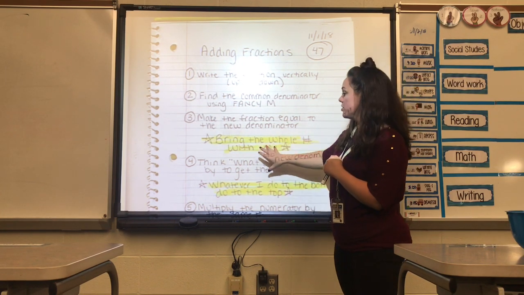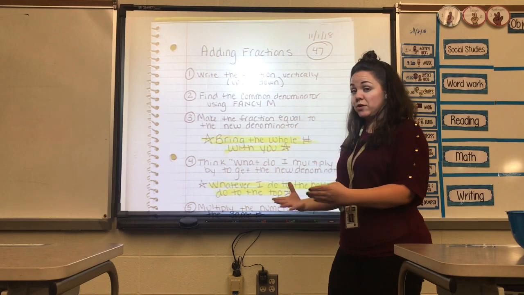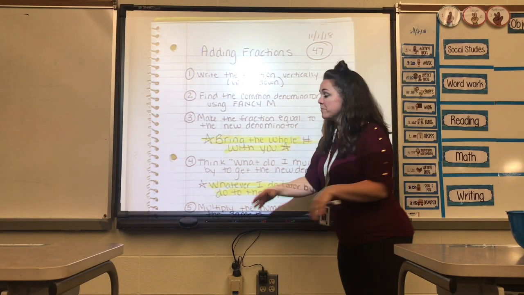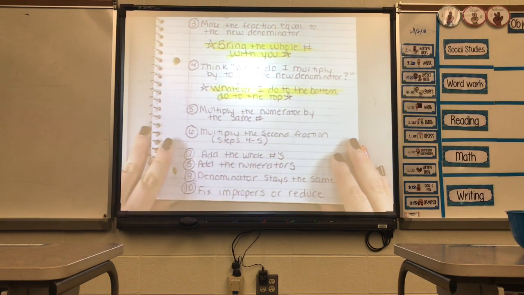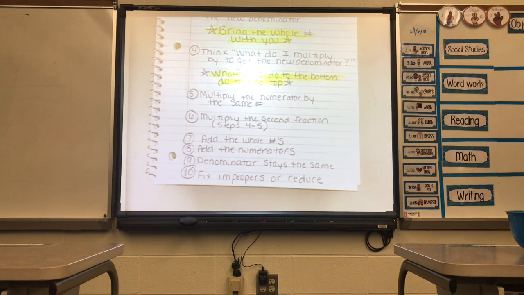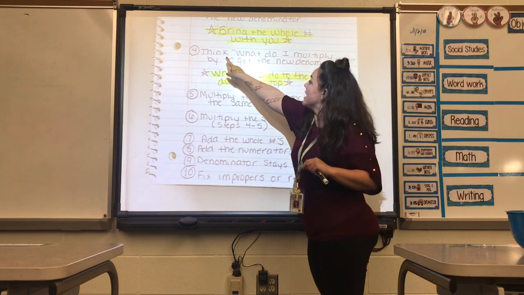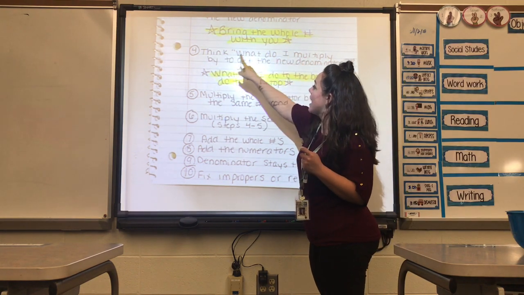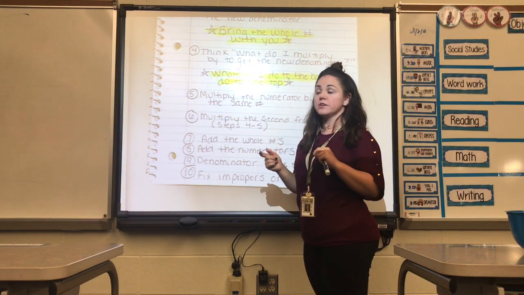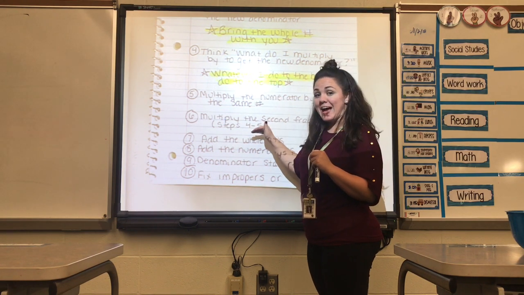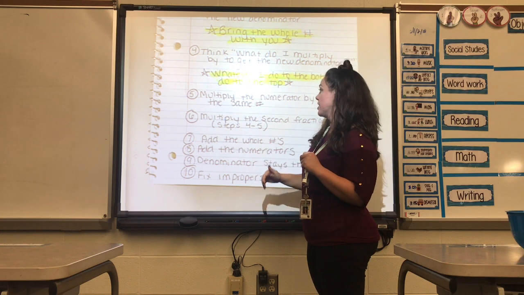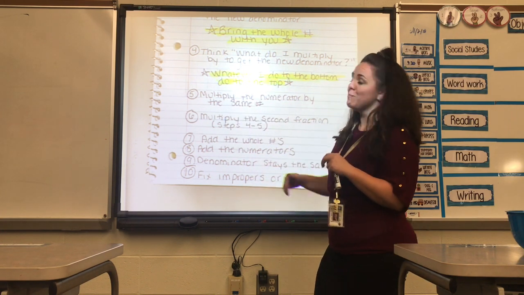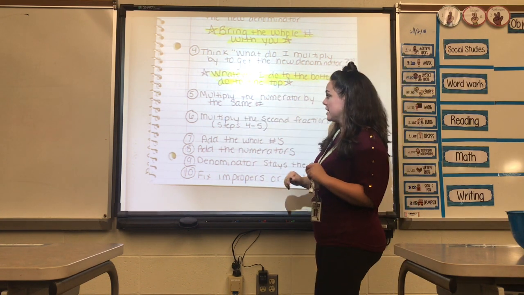I did highlight bring the whole number with you because sometimes there's not a whole number, so you can't bring anything with you. The fourth step is what I call a thinking step. So the fourth step says think. What did I multiply by to get the new denominator? Whatever you do to the bottom, to the denominator, you have to do to the top, to the numerator. And then multiply the numerator by that same number. I'll show you that step.